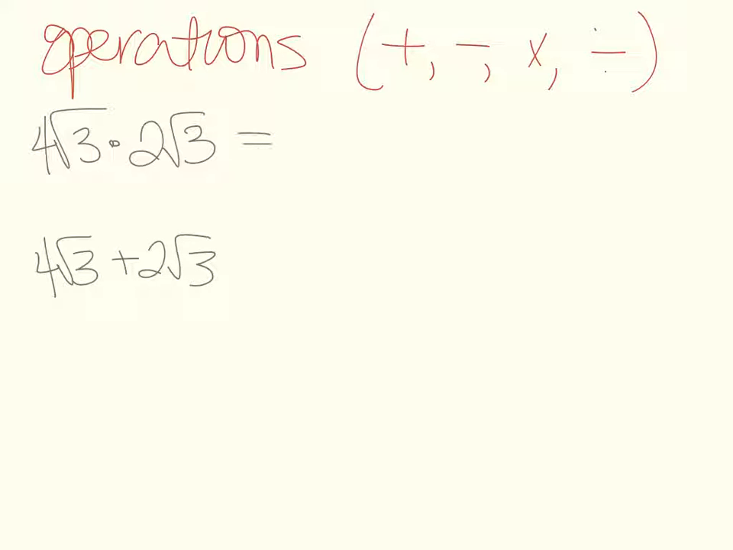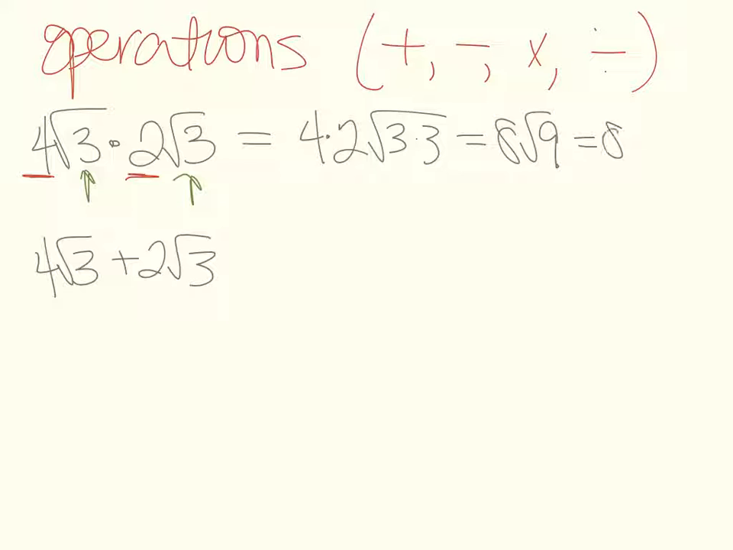Okay, with this first one, I can multiply what's on the outside, which gives me 4 times 2. And then I have what's under the radical, which gives me square root of 3 times 3. So we have 8 square roots of 9, which is 8 times 3, which is 24.